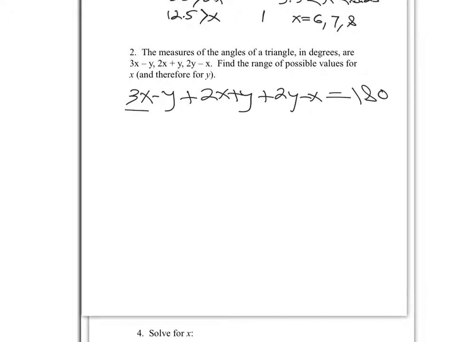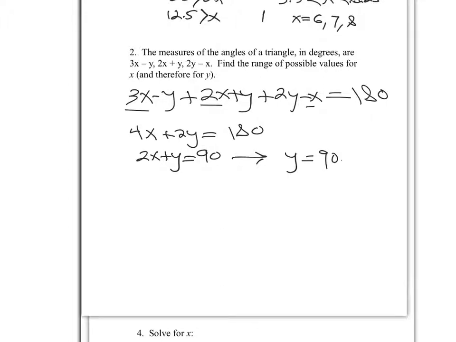So we have 3x plus 2x minus x is going to give us 4x. We have negative y, positive 2y is going to give us positive 2y, is equal to 180. Or, dividing both sides by 2, 2x plus y is equal to 90. And we could rewrite that as y is equal to 90 minus 2x.